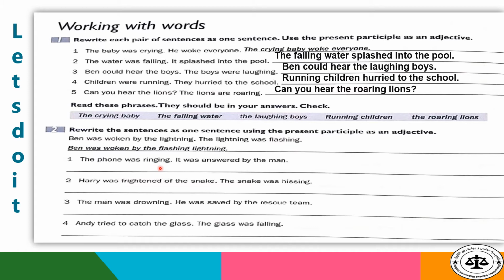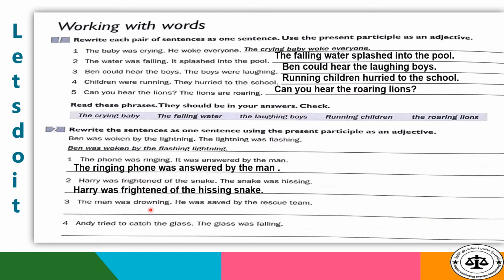Number 2. The phone was ringing. It was answered by the man. The answer is yes. The ringing phone was answered by the man. Harry was frightened of the snake. The snake was hissing. The answer is: Harry was frightened of the hissing snake.